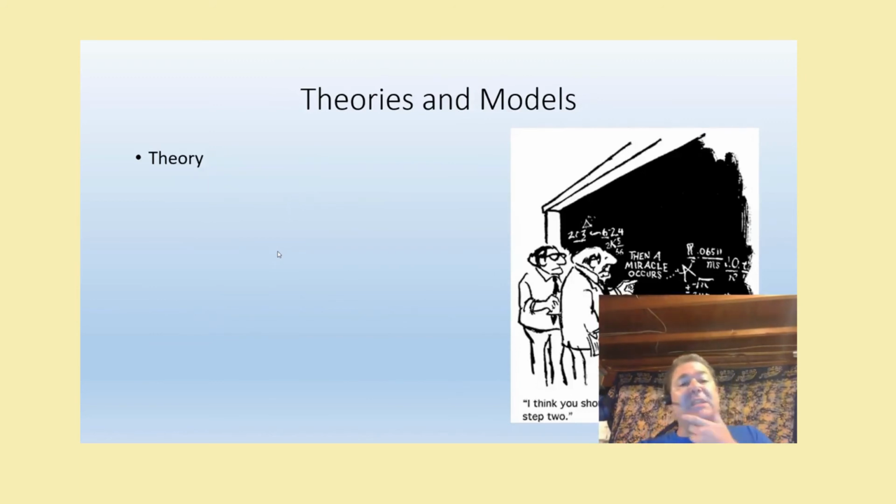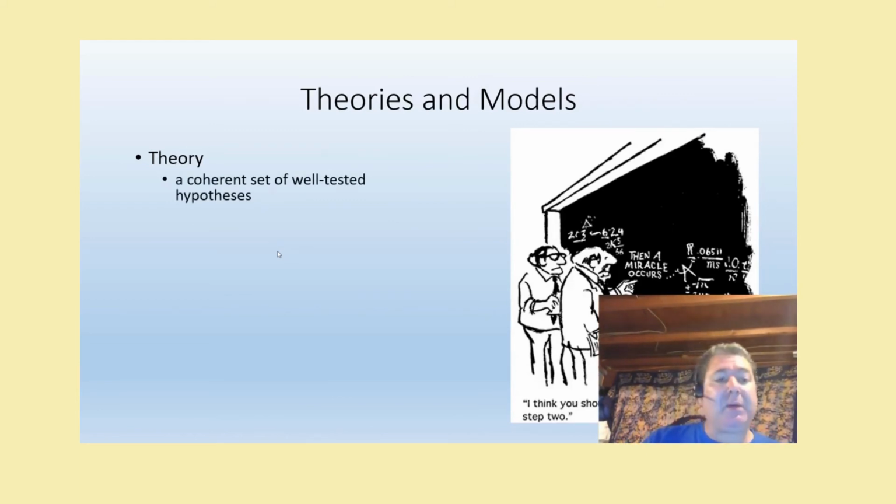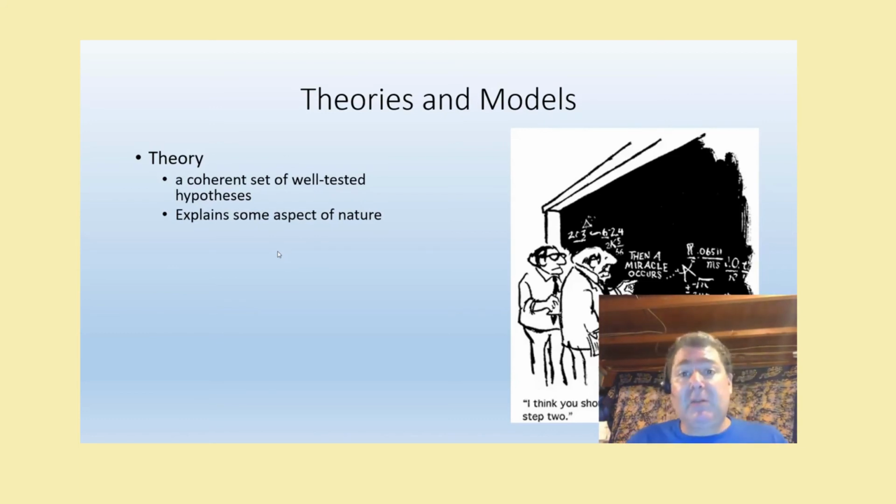So what is a scientific theory then? A scientific theory is a coherent set of well-tested hypotheses. What do I mean, a coherent set? They're looking to explain some various aspect of nature. The theory of gravity, the theory of evolution, the theory of plate tectonics, which we'll talk about in a couple chapters here.